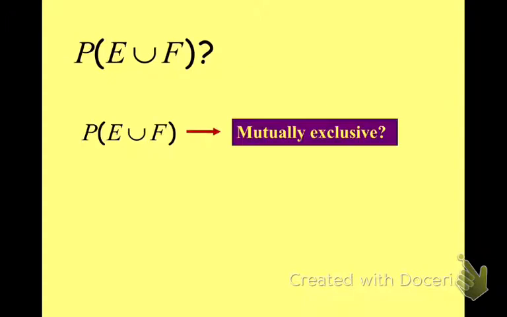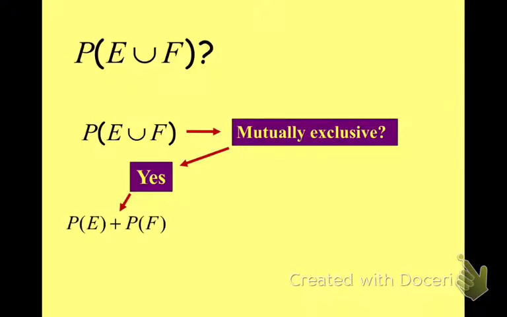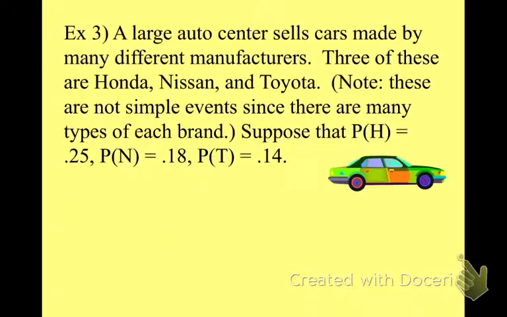So what does this mean? If they're mutually exclusive, yes, you add them together. There is no intersection. So we have a large auto center that sells cars made by different manufacturers. 3 of these are Honda, Nissan, and Toyota. These are not simple events since there are many types of each brand. So then it gives us the probability of each.